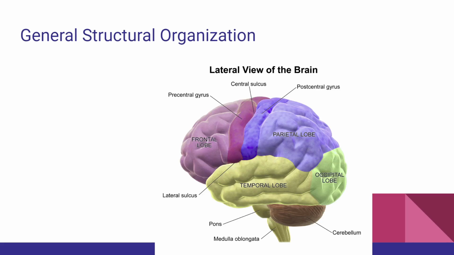So some of the key sulci include the lateral sulcus or sylvian fissure, which separates the frontal lobe from the temporal lobe, and it goes back far enough to help separate the parietal lobe from the temporal lobe, and the central sulcus, which is used to differentiate the frontal lobe from the parietal lobe. Generally, we separate the brain into four primary lobes. So the frontal lobe, the temporal lobe, the parietal lobe, and the occipital lobe.